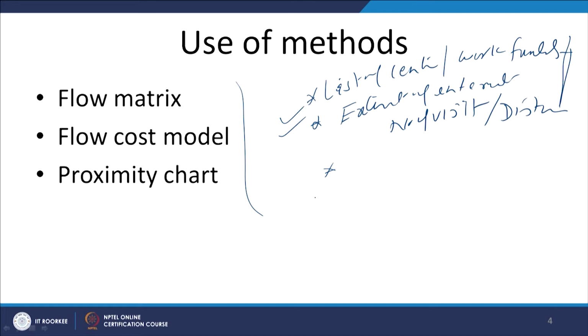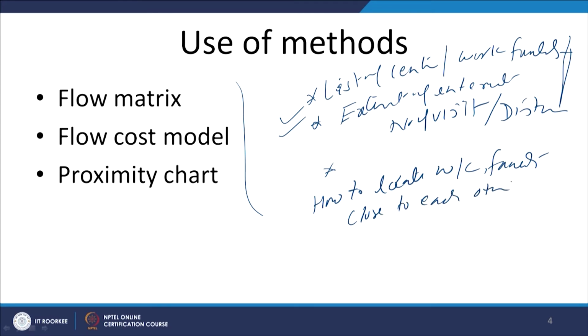identifying the things like how to locate the work centers or facilities close to each other, so that the distances to be travelled are minimized. That is one. And the second is about what is the kind of the desirability of locating two centers next to each other.